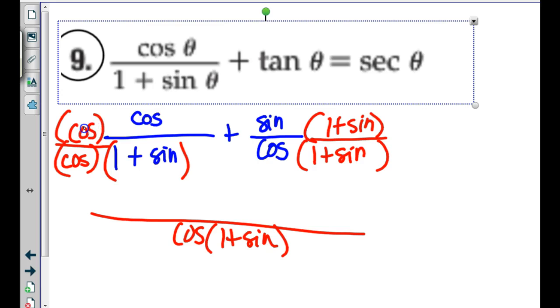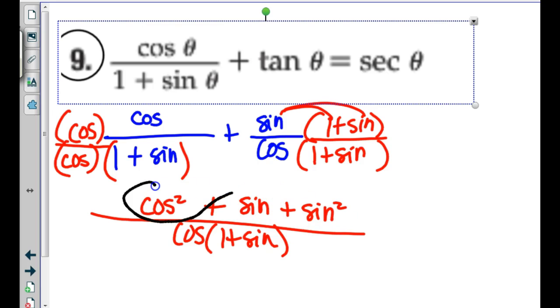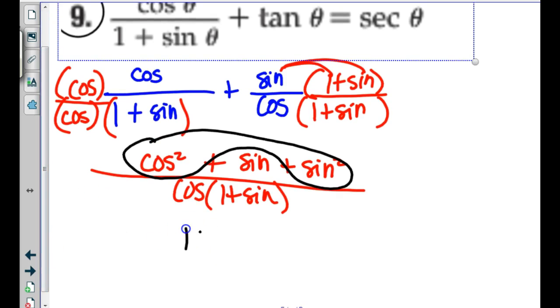Okay. So what will happen over here? Cosine squared plus what happens over here? Can I distribute? Sine plus sine squared. Why is any of that good news? You are allowed to add in any order you want, right? So I can add these two together and get a 1. You need to rewrite that step so that you have 1 plus sine over cosine times 1 plus sine.